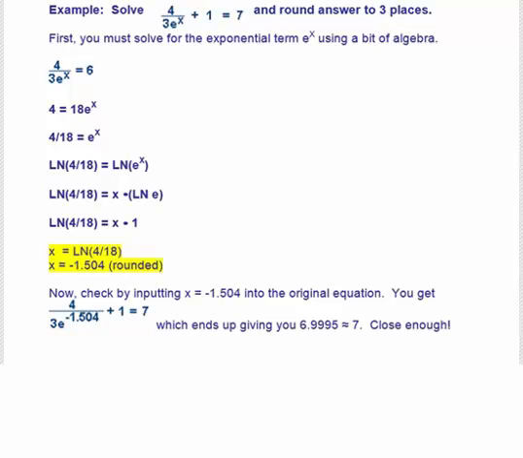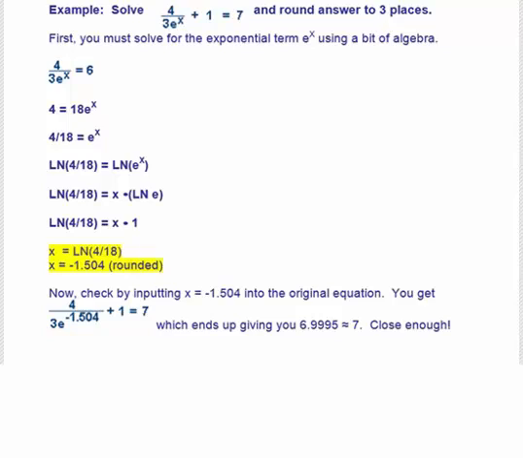To check this answer, it's easiest to write this as a decimal first, out to 3 or 4 places. And in this case, we wanted 3 places, so I have an answer of negative 1.504. I plug it back into the original equation, and you get 4 over 3 times e to the negative 1.504. Add 1 to that, and what we end up with on the left is 6.9995, which is close enough to 7 to verify that we do have an answer that works in our equation.